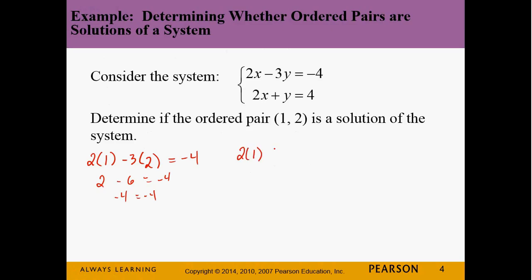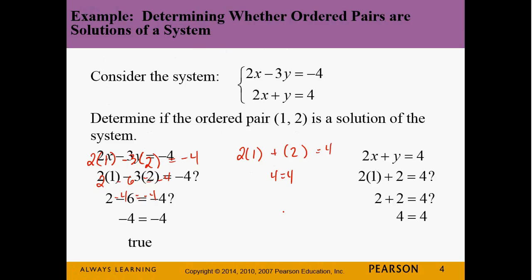2 times x plus y equals 4. That gives us 2 plus 2. 4 equals 4. I'm not going there. So we do have that 1, 2 is a solution to this system. Okay? It's pretty easy, right?